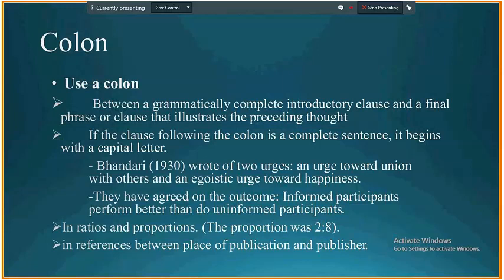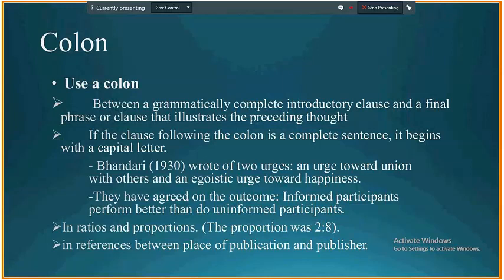Use of the colon, where we must use, where we need to use a colon. I think all my colleagues really understand about the use of the colon. First is between a grammatically complete introductory clause and a final phrase or clause that illustrates a preceding thought. This means the first one is the introductory clause, and the second is the final phrase or final clause. Between those two clauses, the final clause illustrates the preceding thought. The first clause is the introductory clause, and the second clause helps to predict the thought about the first clause. Between the first and second clause, we use the colon.